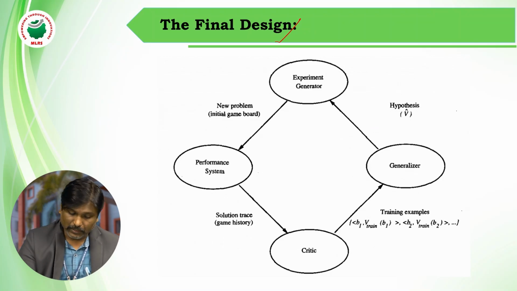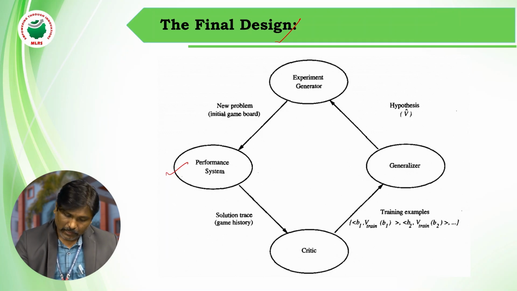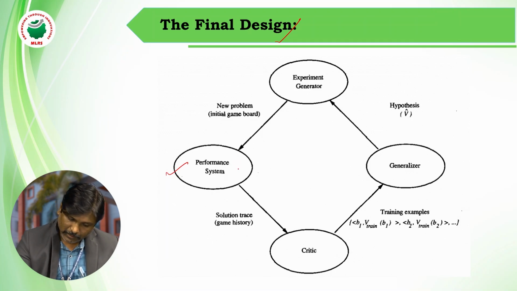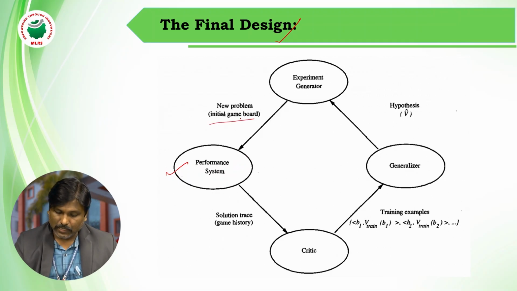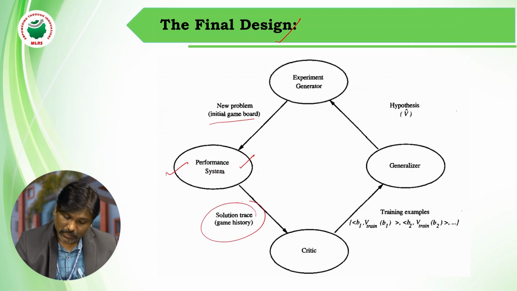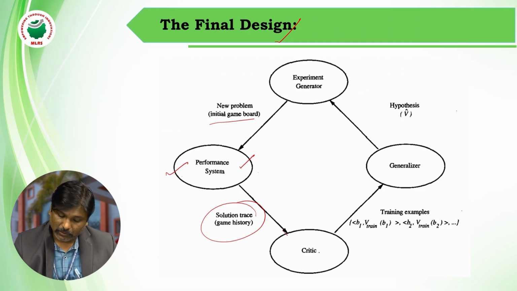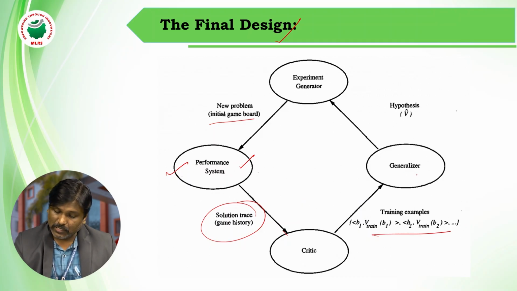For this final design, first we start with the performance system. This performance system takes the initial game board as the input, and it provides the solutions, by the game history, and that is given to the critic. From this critic we give some training examples, V train of B, all the training values, to the generalizer.